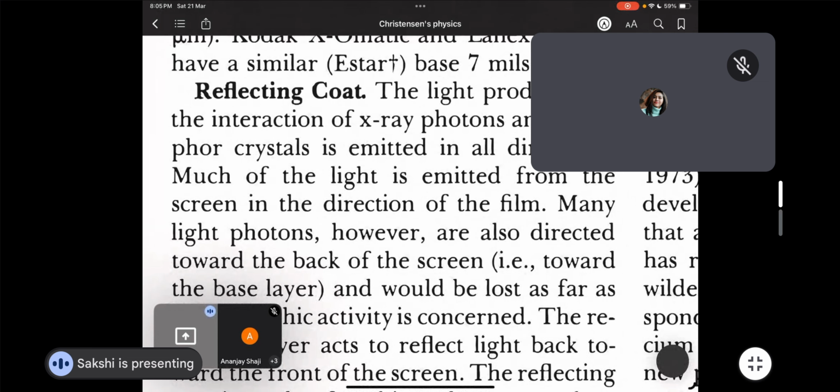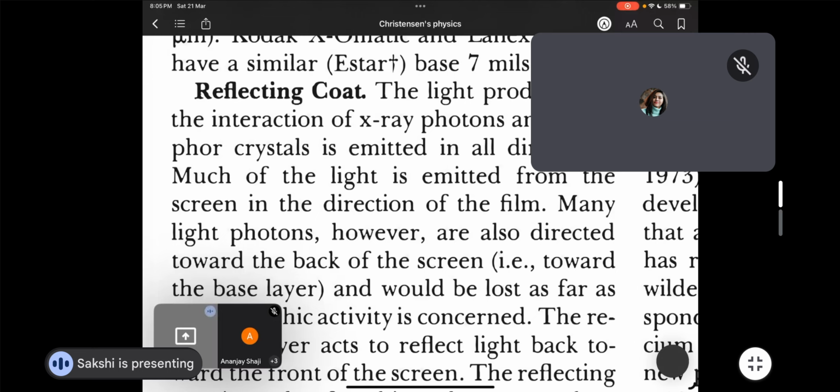Next is the reflecting coat. Whatever light is produced because of the X-ray photon interaction with the phosphor crystal will obviously be emitted in all directions. Even the X-ray that is produced inside the X-ray tube is in all directions. It is not in only a single direction, the X-ray tube port. It is not like that. That is why we have tube housing. We have studied that, right? So the same way here also it will be like that.